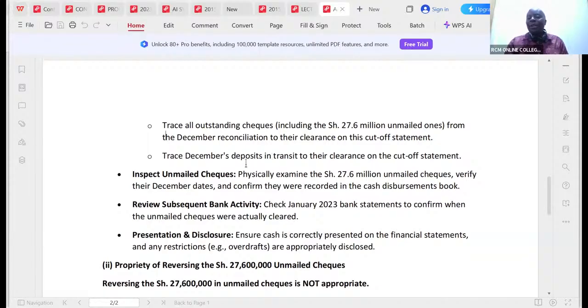Trace December deposits in transit to their clearance on the cut-off statement. You may not be able to remember this language exactly, but ladies and gentlemen, cut-off is one of those financial statement assertions. This is something that should worry you as an auditor. Please listen to me in terms of cut-off.